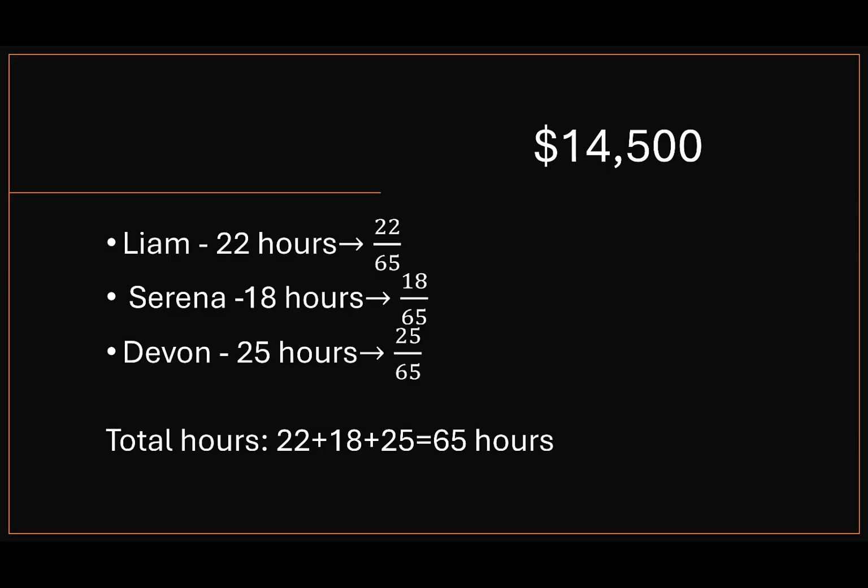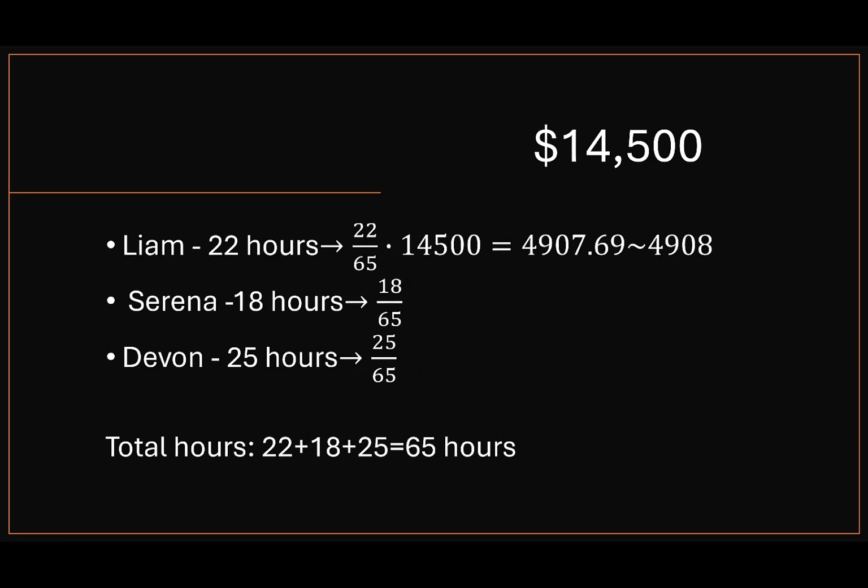Now that we have these ratios, we can multiply by the 14,500 to see how much each person should receive from the bonus. We'll take this fraction 22 over 65, multiply it by 14,500, which gives us $4,907.69. Because we're rounding to a whole number, we have $4,908 going to Liam.